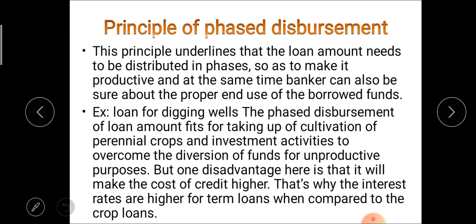For example, in a loan for digging a well, phased disbursement of the loan amount fits for taking up the cultivation of perennial crops. Then investment activities overcome the diversion of funds for unproductive purposes. That means whatever funds are given by the bank, the bank distributes them throughout the production process, to avoid unproductive use of that loan. This is the fourth principle, phased disbursement.